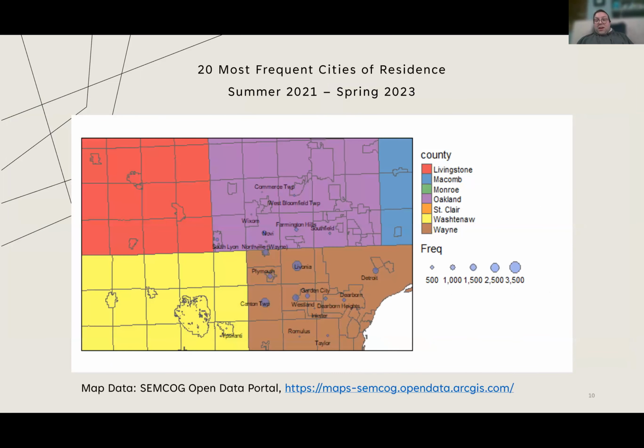This is a map that I assembled that shows the 20 cities most frequently listed as the city of residence. Schoolcraft sits between Northville and Livonia, and as you can see, the biggest pool of students is drawn from Livonia, Canton, Plymouth, Northville, and Westland, which makes sense because they're all very close.